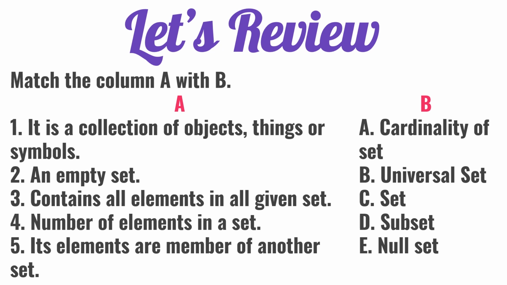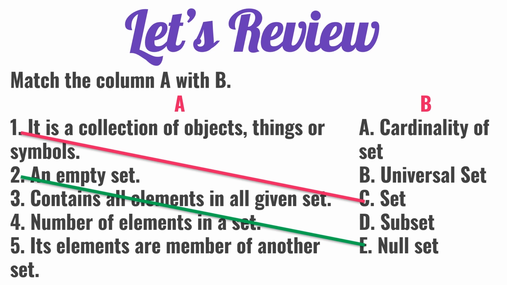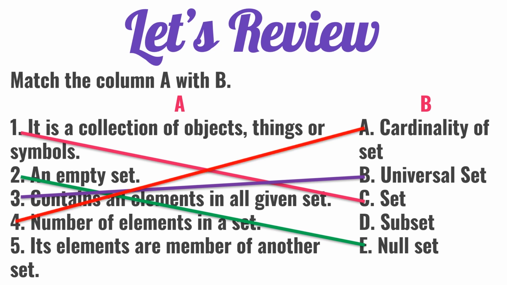Okay, now, let's answer. What will be the answer in number 1? Very good. The collection of objects, things, or symbol is letter C, set. Ano naman kaya ang sagot sa number 2? Mahusay. Empty set is letter E, null set. For number 3, contains all elements in all given set. The answer is right. It is B, universal set. Next, number 4, the number of elements in a set is correct. It is A, cardinality of set. At panghuli, anong sagot sa number 5? Tama! Its elements are member of another set is D, subset.